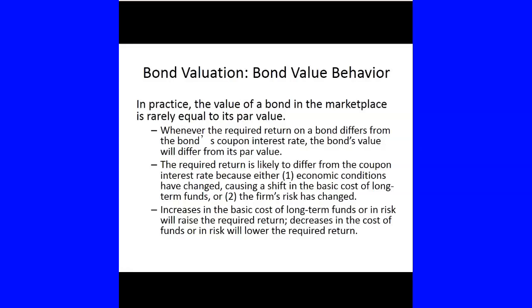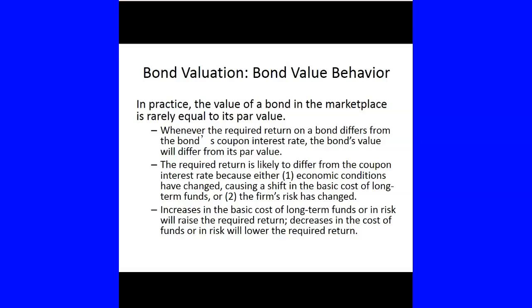We saw that when the required rate of return or the required yield to maturity is exactly equal to the bond's coupon interest rate, the value of a bond is the same as its par value. We say that that bond is trading at par because in the market its price is equal to par. However, in practice, the value of the bond in the marketplace is rarely equal to its par value.